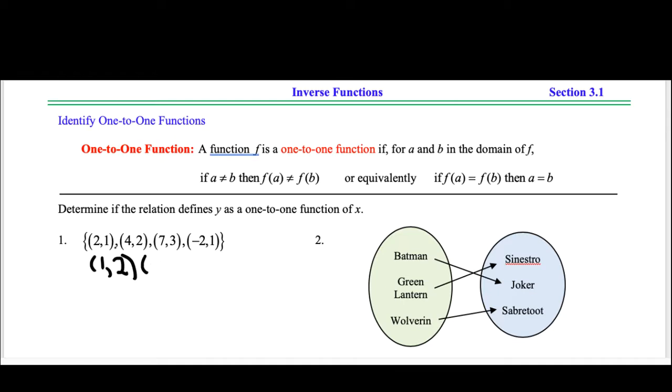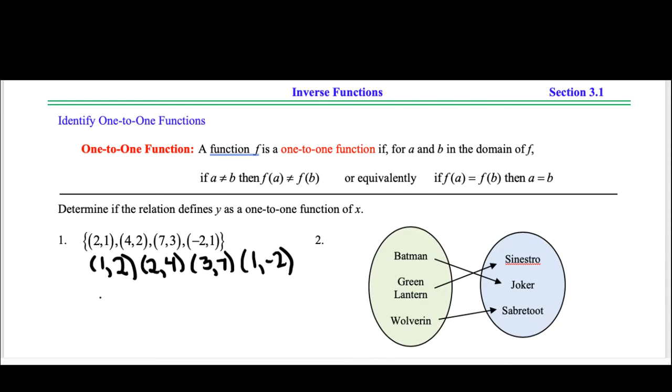If I switch them around, then I will get 2, 4. And then I will get 3, 7. And then 1, -2, right? So that's how you find the inverse of a function.